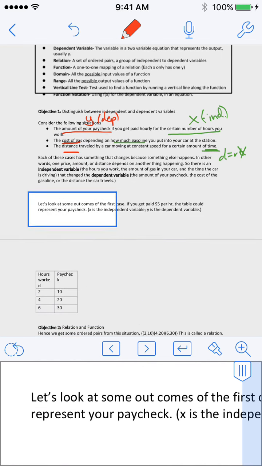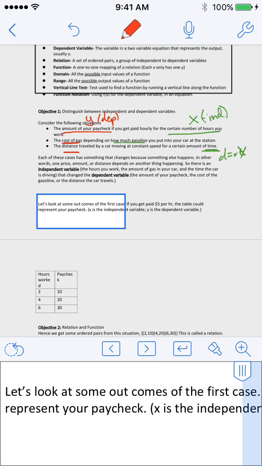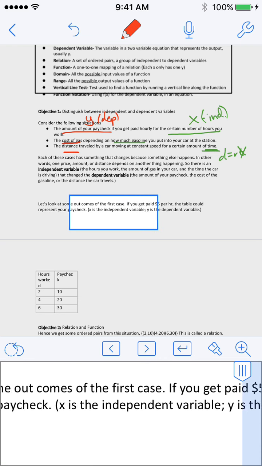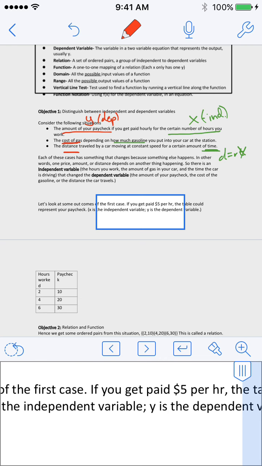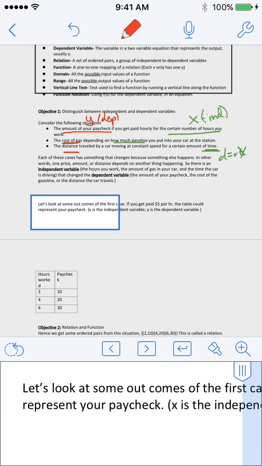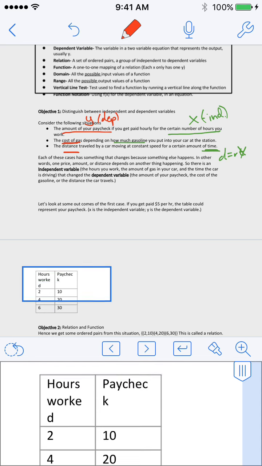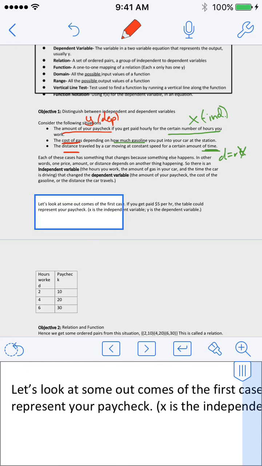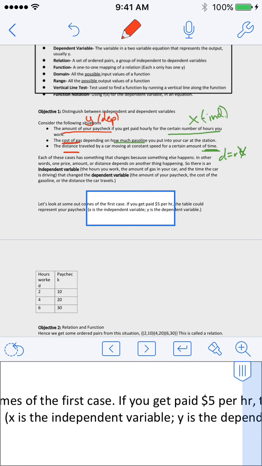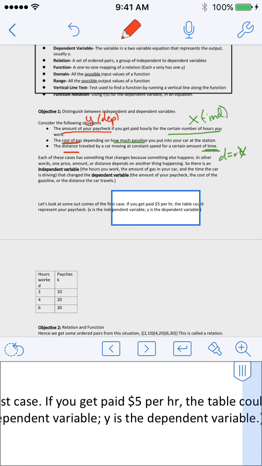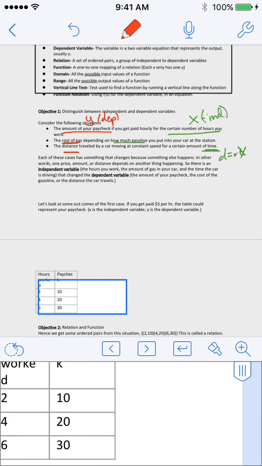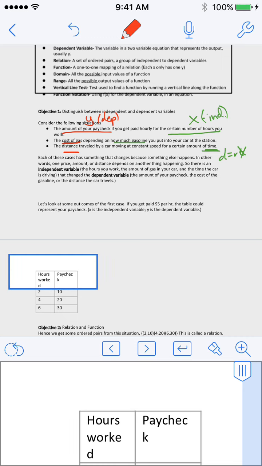All right, cool. So let's look at another example where you have some more specific x's and y's. If you get paid $5 an hour, the table below, and again, mine's a little off, so yours should hopefully be on the same page. I'm pretty sure it's on the same page. The table below represents your paycheck. X here is the independent variable, and y is the dependent variable. So if we get a little more specific to the problem, what would be our independent variable? What would we call x?